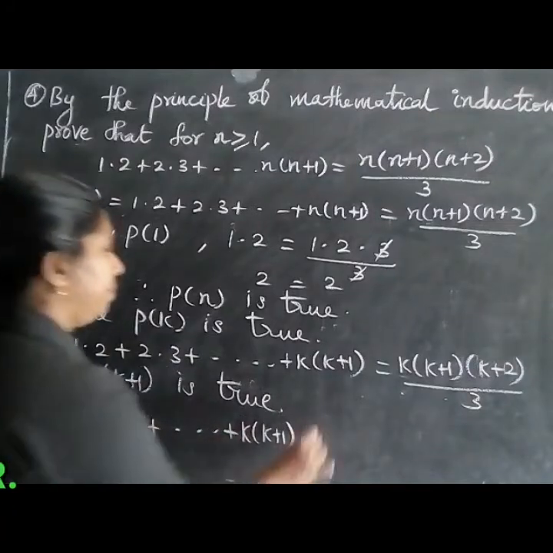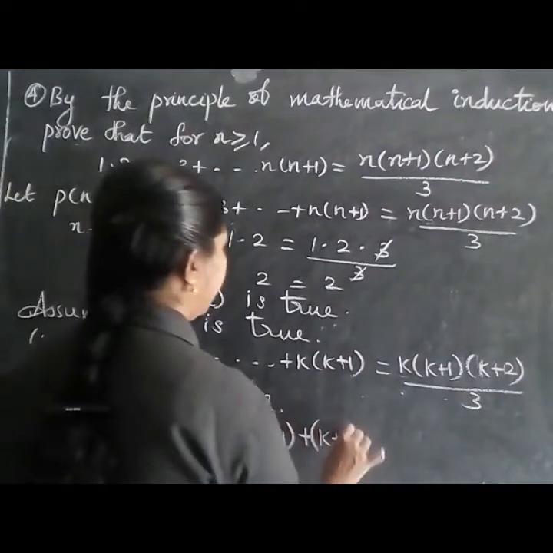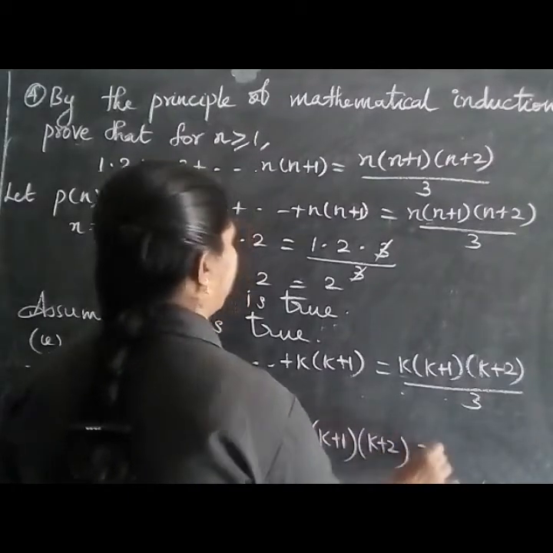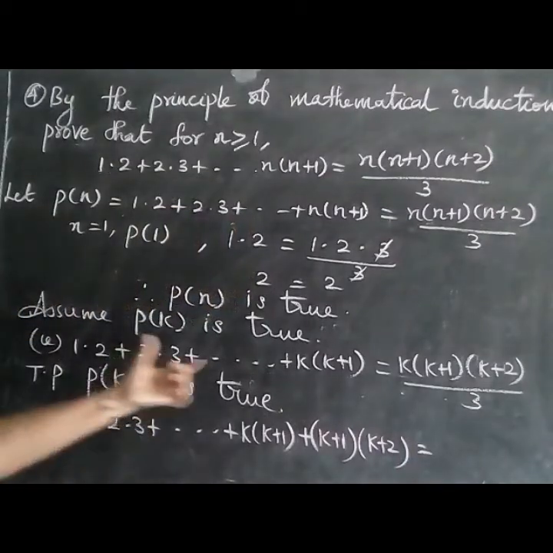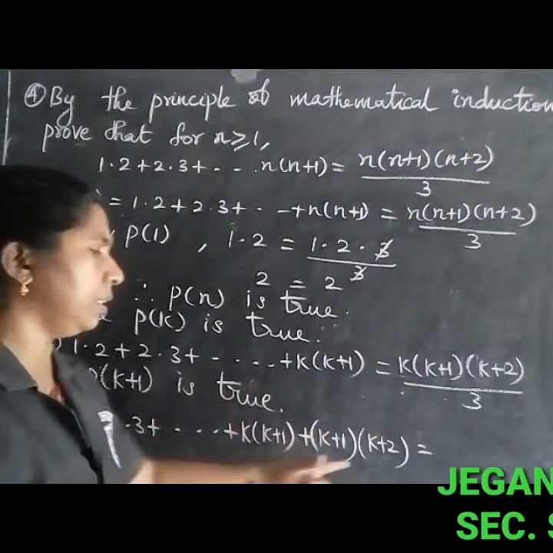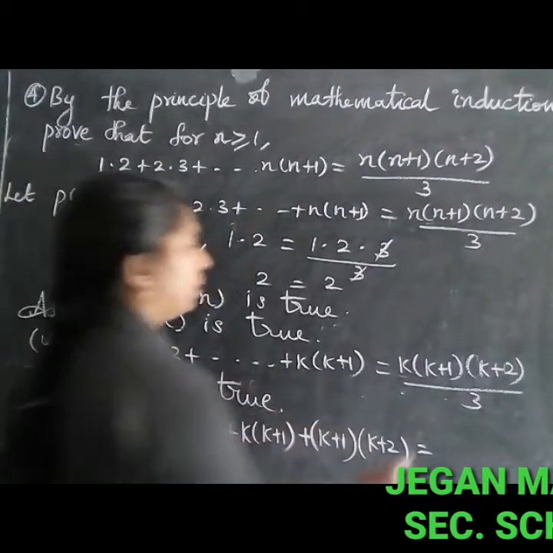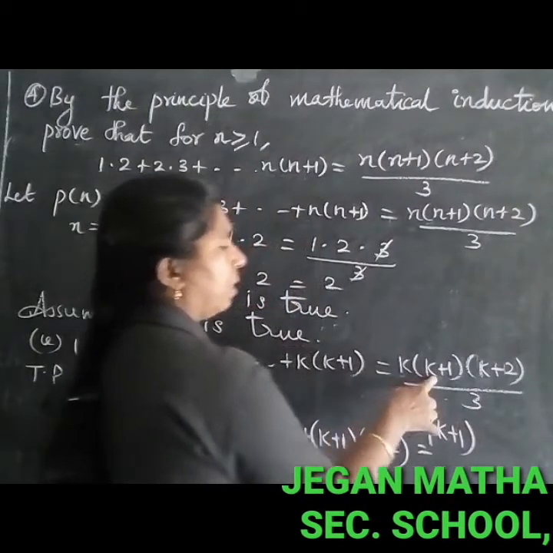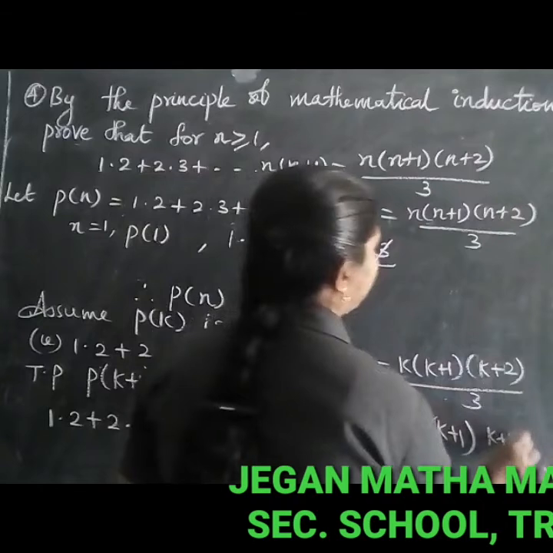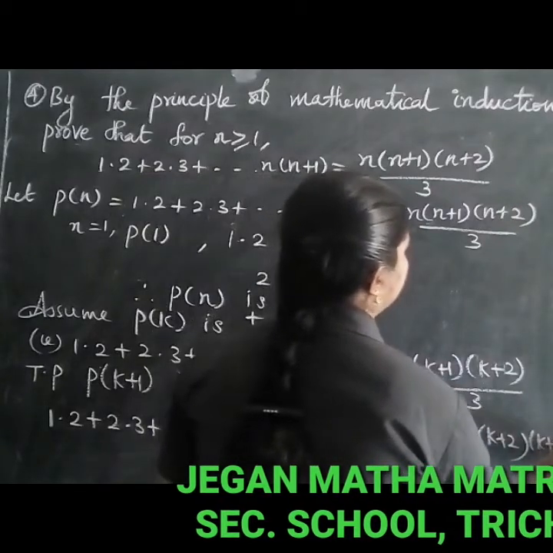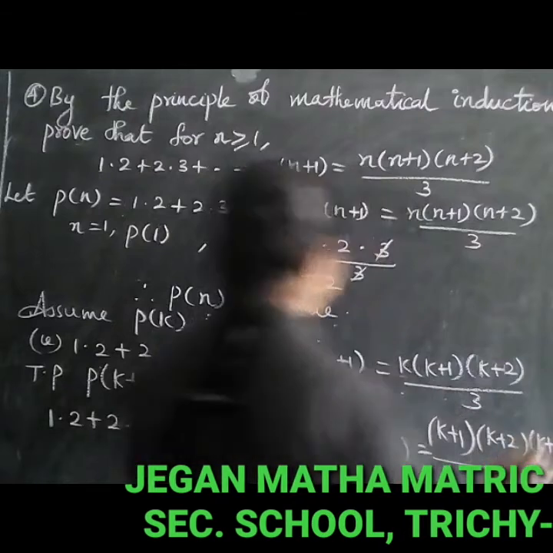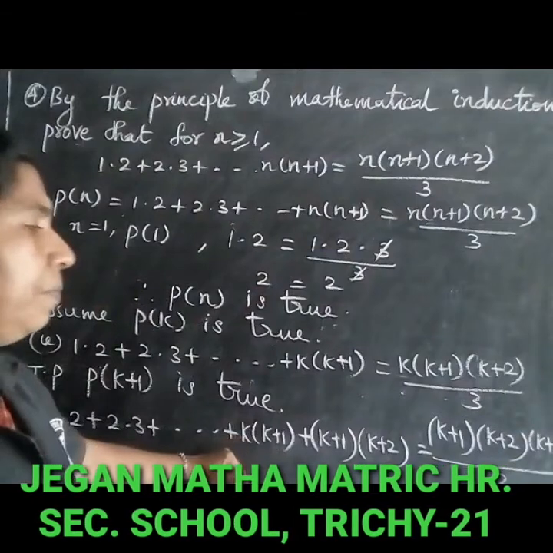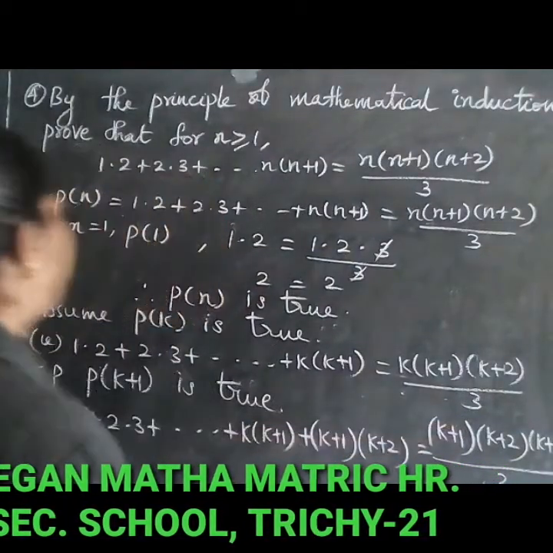So this k will become k plus 1. The next one will get k plus 2. So when we are expanding this expression up to the k plus 1th term, the answer must be equal to k plus 1. K must be replaced with k plus 1. K plus 1 plus 1, k plus 2, k plus 3 divided by 3. This is only what we want to prove. We can take the left hand side and substitute the values and we prove this.